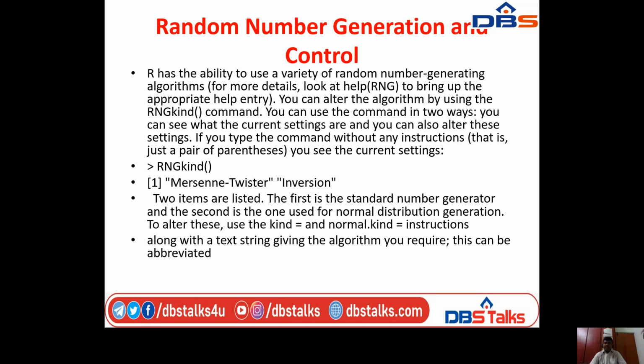Now, two items are listed. The first one is the standard number generation, and the second one is the normal distribution generation. What is the kind? That is the first. And then normal.kind. What is the normal kind? We are specifying that.